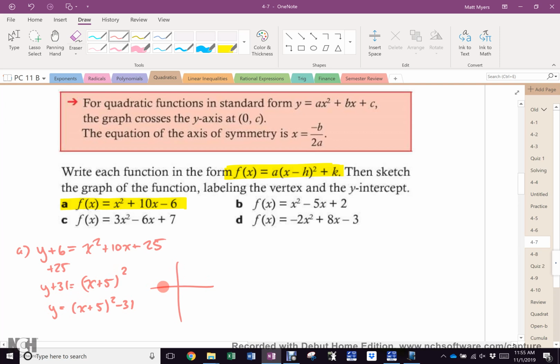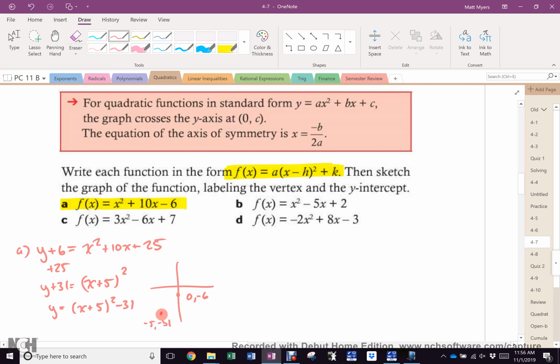We know the vertex is at negative 5, negative 31. We know the y-intercept is what? Negative 6, right? So I got a y-intercept right there at 0, negative 6. How far away is that from the axis of symmetry?